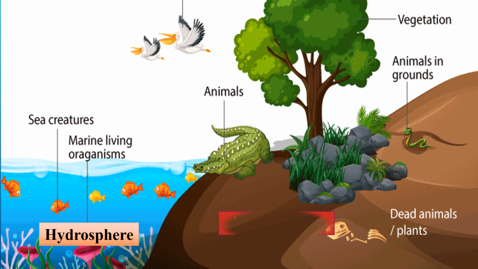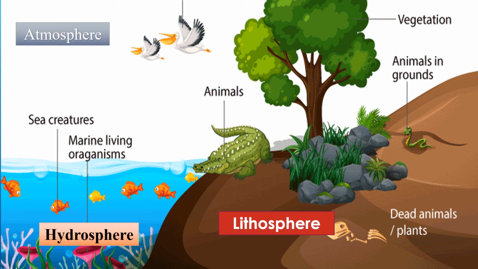Then we have lithosphere, that is land. L for land and L for lithosphere. So remember that. Lithosphere is the land which is present on our earth. The entire land which is there, comprising of mountains, the land that you walk on, that all comes under lithosphere. Next you have atmosphere. The air that you breathe, the atmosphere that you can see above. You cannot actually see air, but you can feel it.